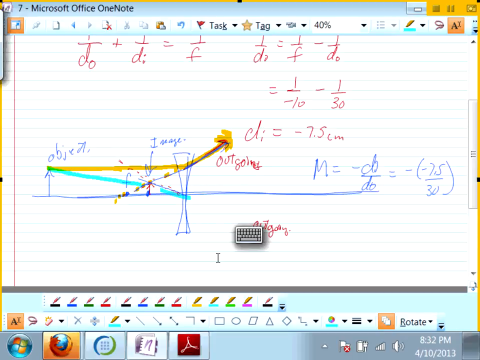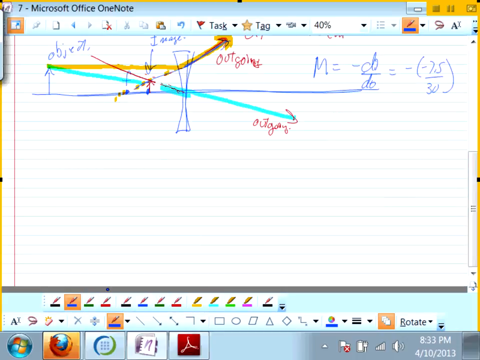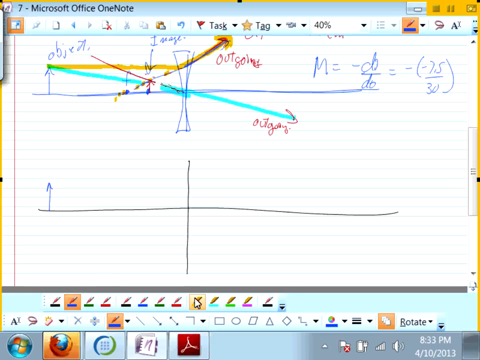Let me see if I can do a better job. There you go. A little better. Sorry. Let me just try to do a better diagram of it.